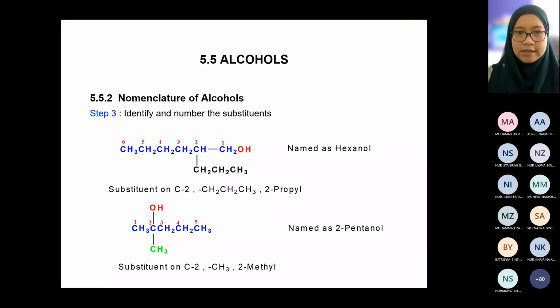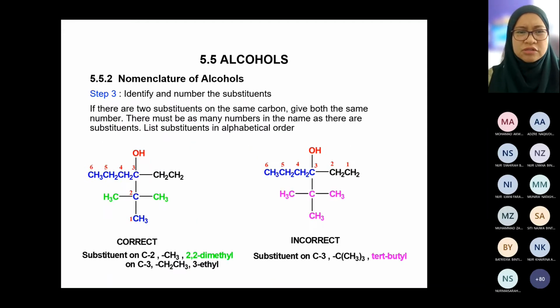Okay, so as usual, identify and number the substituents. What else? Basically the same. You have to go for the lowest number. If there are two substituents on the same carbon, give both the same number. There must be as many numbers in the name as there are substituents. List substituents in alphabetical order.